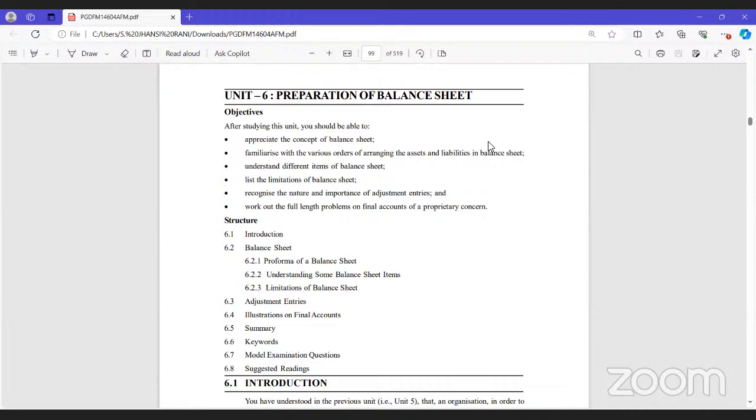So in today's class, we will try to understand the preparation of the balance sheet, its pro forma, its limitations, and its adjustment entries. All that we'll try to understand in today's class.